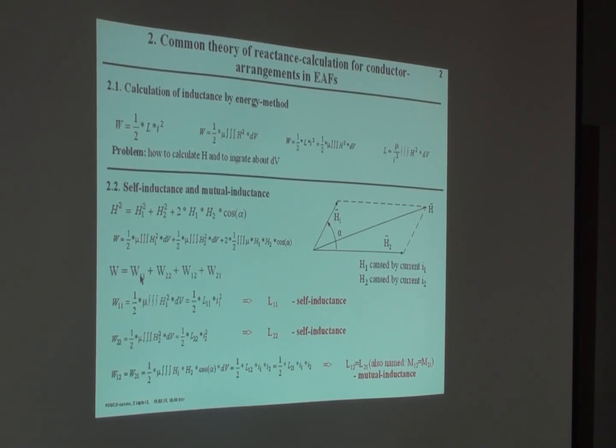Energy of conductor 1, energy of conductor 2, and coupled energy. And if you use this for the 4 parts, we will get the same as in the last chapter. In the last chapter we got self-inductance of conductor 1, self-inductance of conductor 2, and mutual inductance.